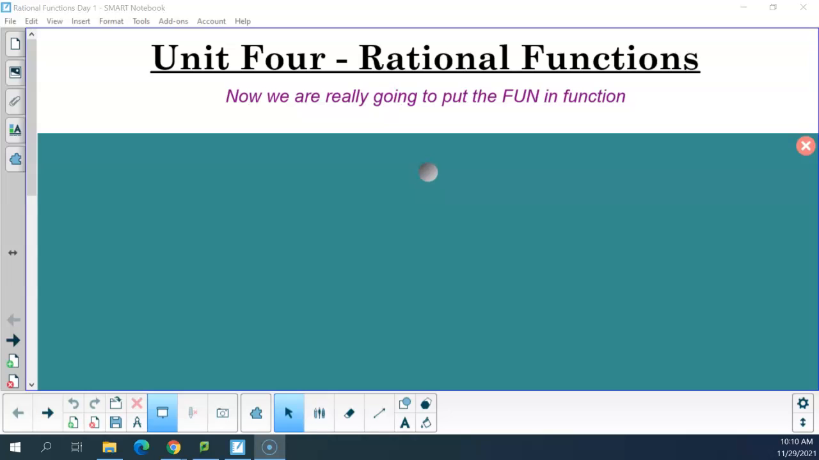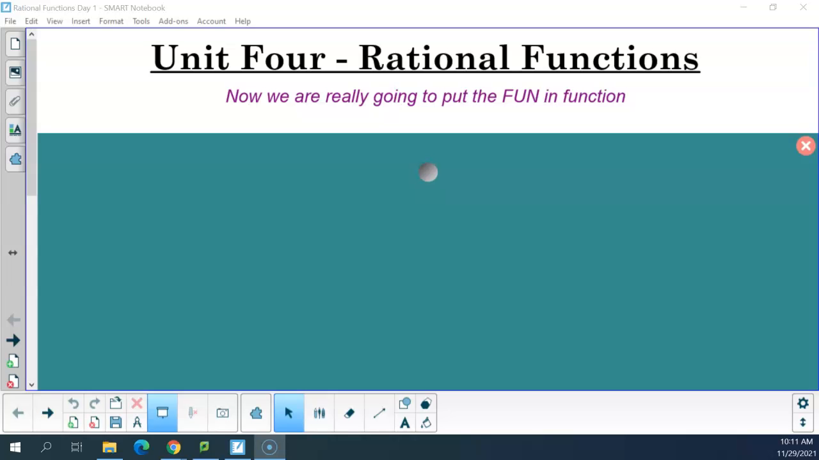So over the course of the next 2 weeks, we're going to be deep diving into rational functions. Okay? We don't solve them. We graph them. So this is a graphing unit. Our goal in the next couple of days is to get the foundations to graphing rational functions. But first, let's start by figuring out what a rational function is.